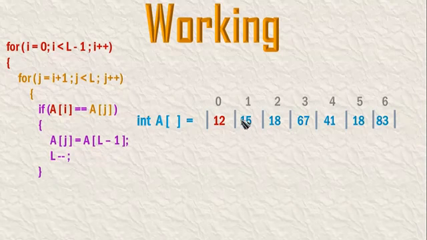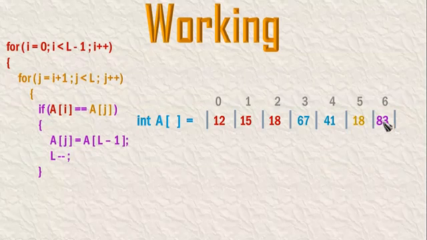Now at the second pass, i becomes 1. So 15 will be there. 15 is compared with the other elements. It is not finding a repeated value. Now i will become 2. So at 2, 18 is available. Comparing with the others, at index 5 it will find 18.